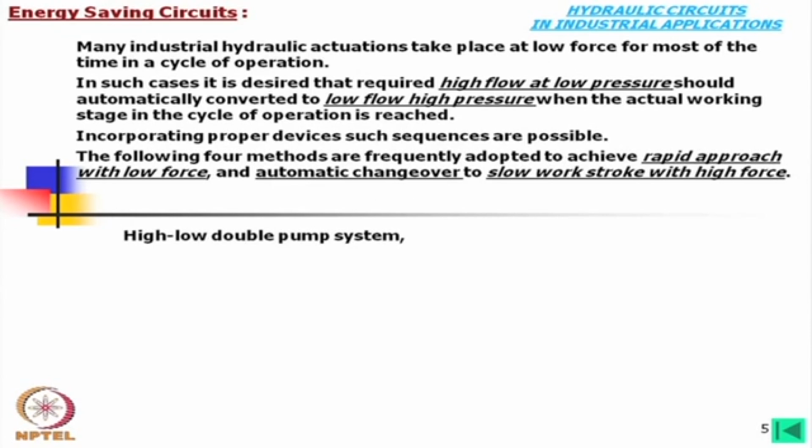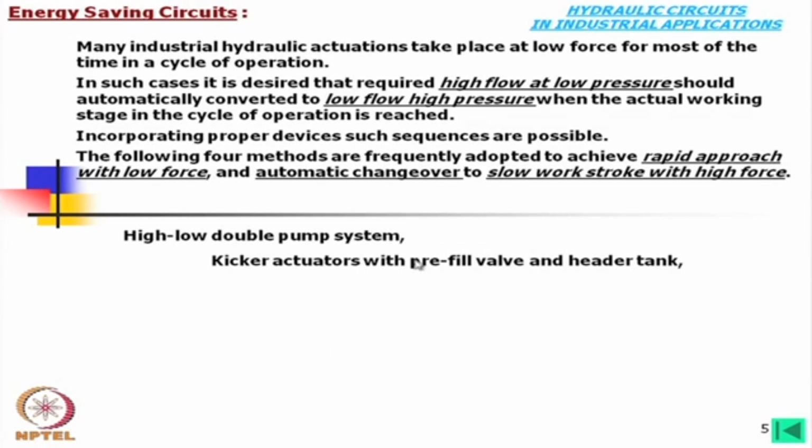Number one is the high-low double pump system. This means high flow and low flow. That is, when we need low pressure, we can have high flow so that we can use the power fully, and when there is a high pressure, that means high load, then low flow.